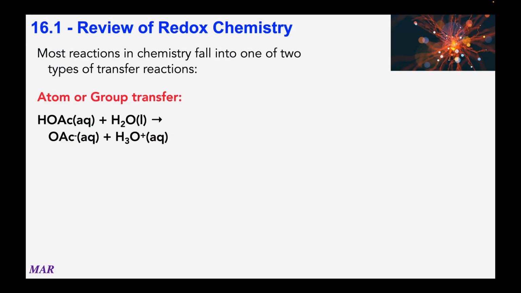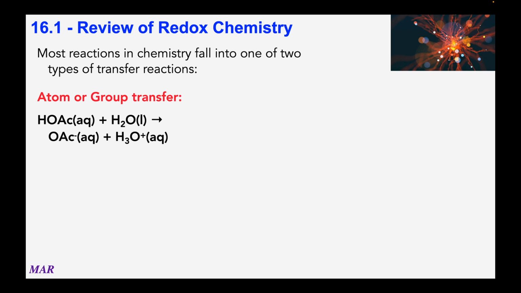Most of the reactions we've looked at so far have involved transferring an atom or a group of atoms from one species to the other. So in the reaction that's shown right there, acetic acid, which gets the symbol HOAc, reacts with water to make the acetate ion and hydronium. This is a reaction we looked at in chapter 14 quite a bit. It's a weak acid, you've got some hydronium, etc., etc.